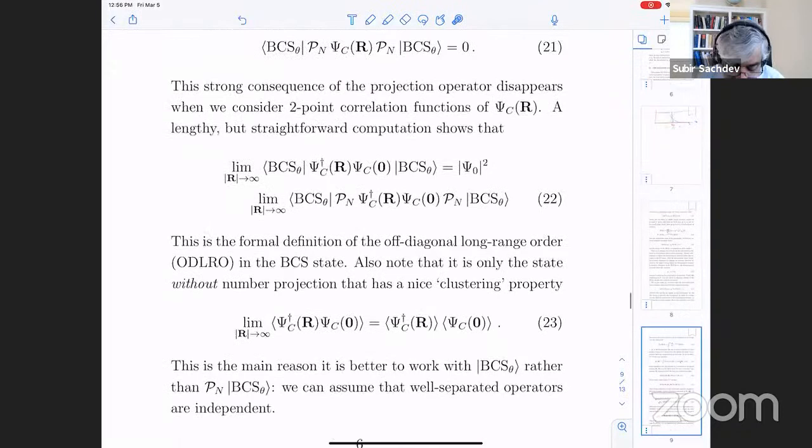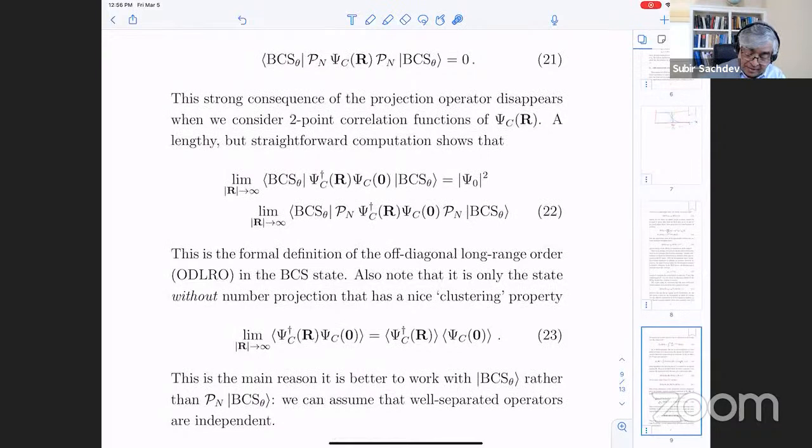All right, so this is in fact the most important statement here, the definition of off-diagonal long-range order. And it's true no matter what. That is, you could take a projected wave function, you could take a non-projected wave function, you could take a cat wave function, you can make it point in any direction you want. It doesn't matter. You're going to get this thing not decaying to zero.